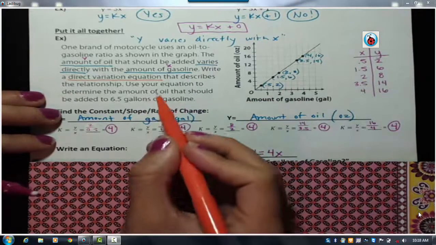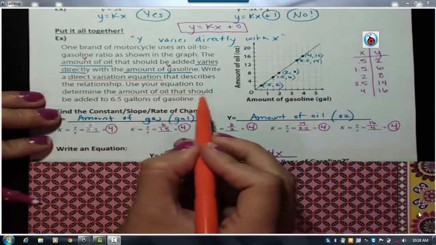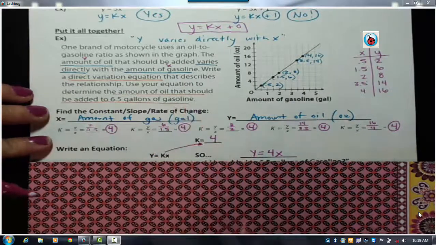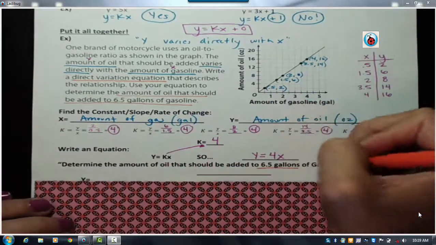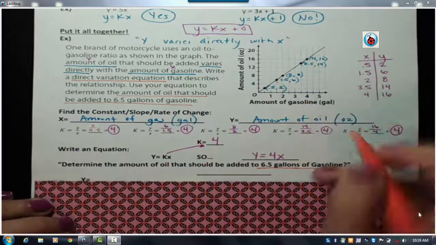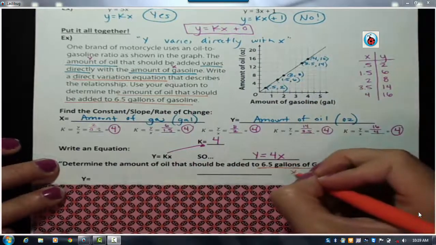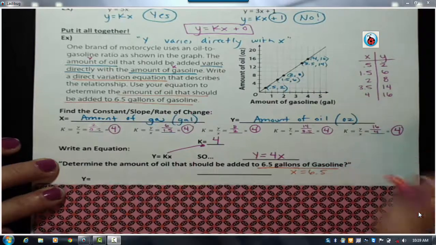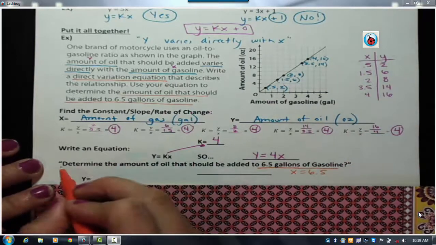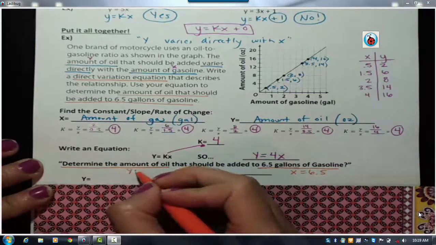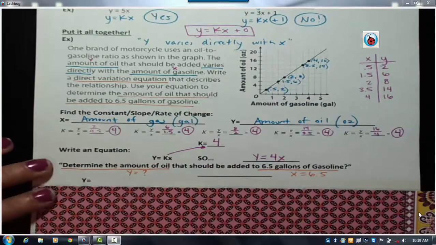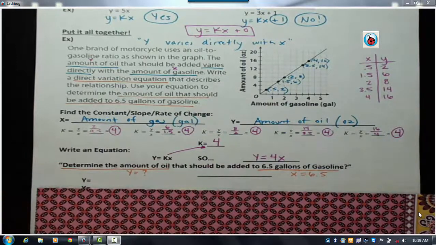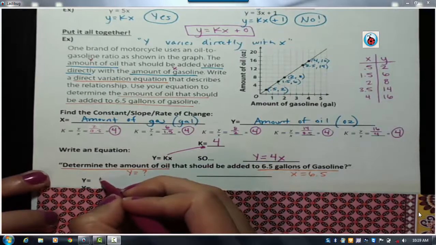Now I'm going to use my equation to determine the amount of oil that should be added to 6.5 gallons of gas. Look at gallons of gasoline. That's on my x-axis, so I know x is equal to 6.5. If I want to determine the amount of oil, which is my y value, I'm going to use my formula, y is equal to 4x, and plug in 6.5 for x.